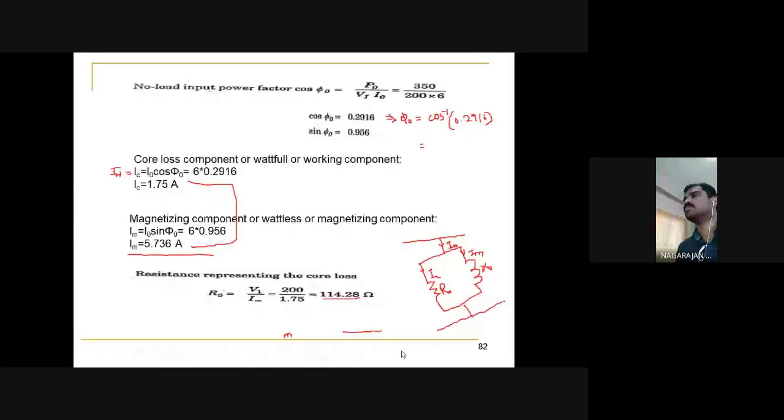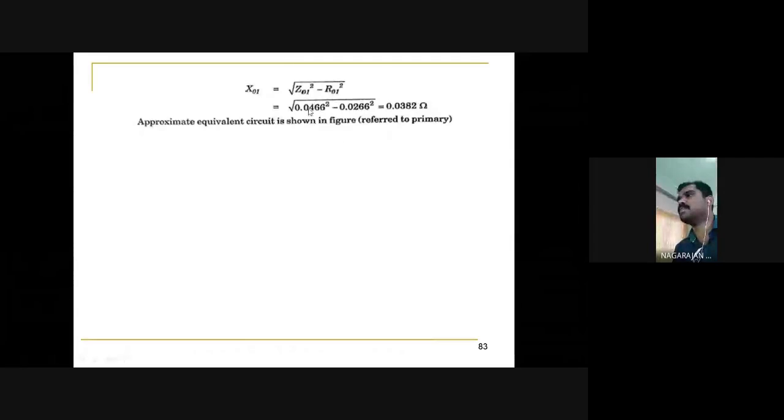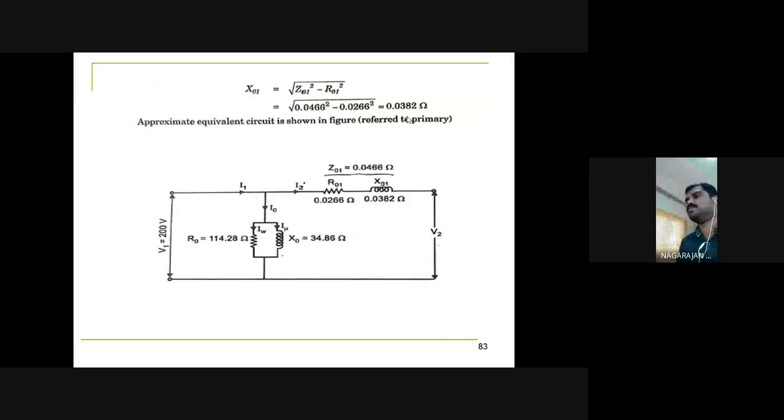X01 is equal to square root of Z01 square minus R01 square. So the total is equal to 0.0382 ohms. So this is the final circuit diagram of the transformer, the equivalent circuit of a transformer referred to primary, which is given as like this. Even you can mention the current values as well, IW and I mu. So this is how you have to draw.